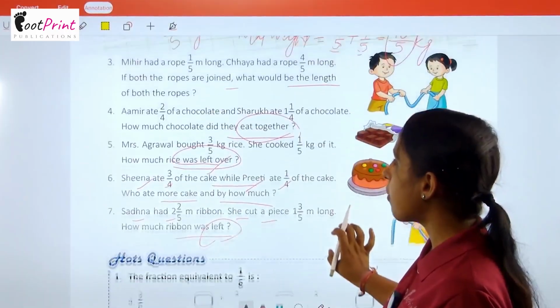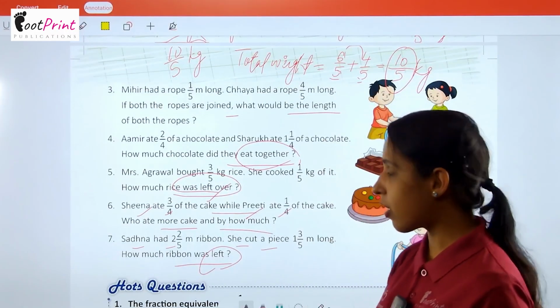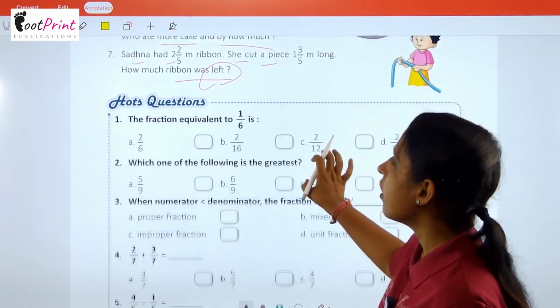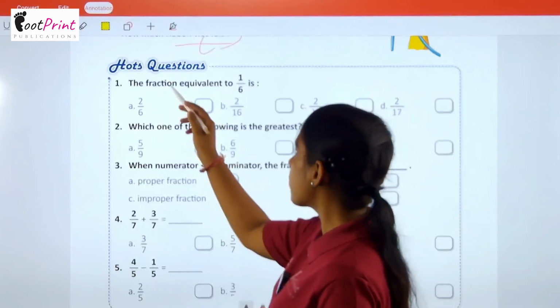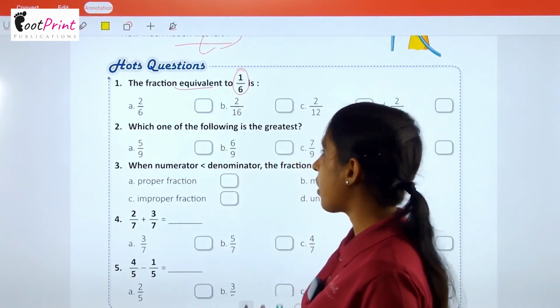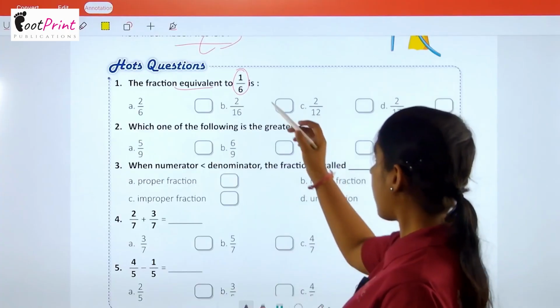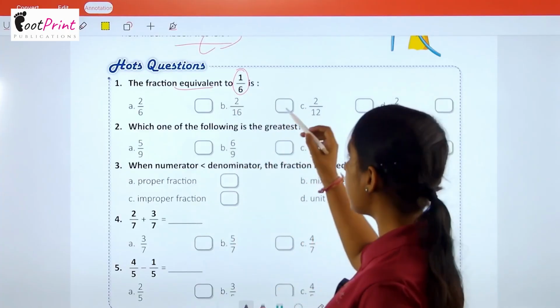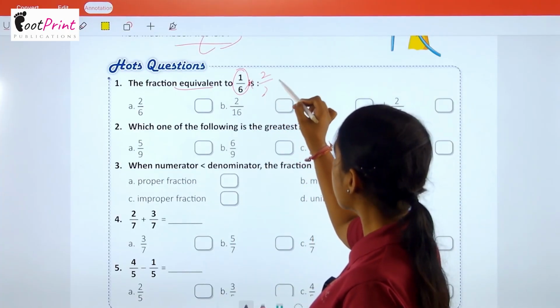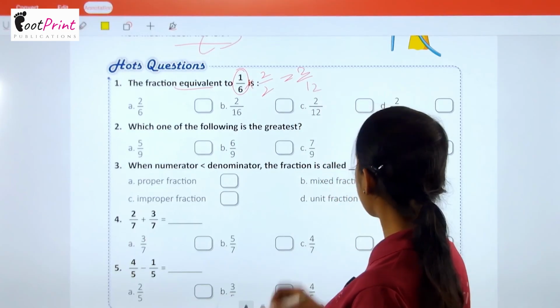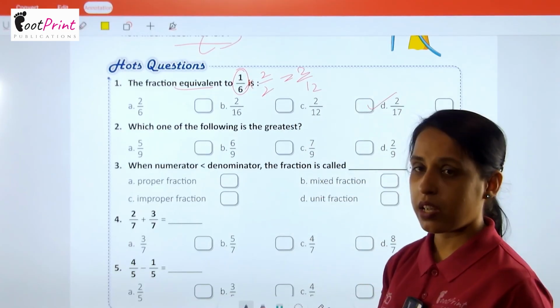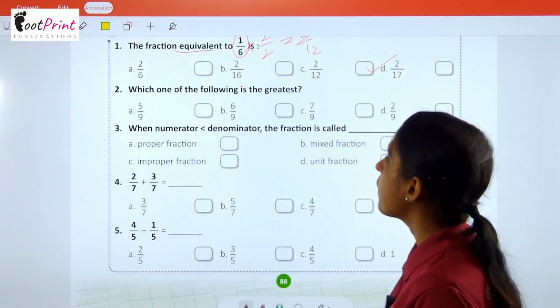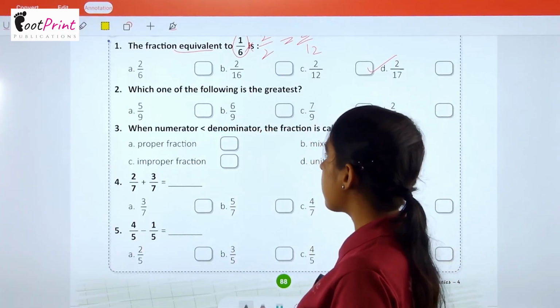So these are some word problems you will solve by yourself. Okay. Now HOTS question, the fraction equivalent to 1/6. 1/6 के equal क्या हो सकता है, अब हमें क्या करना है, same number से multiply। तो मैंने इसको 2 से किया तो ये हो गया 2 1 2, 6 2 12, here 2/12 is this, means C option is correct.